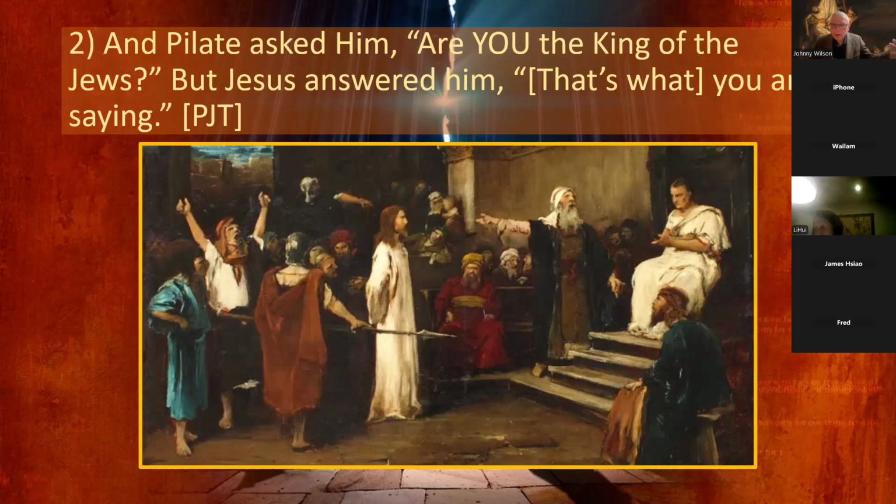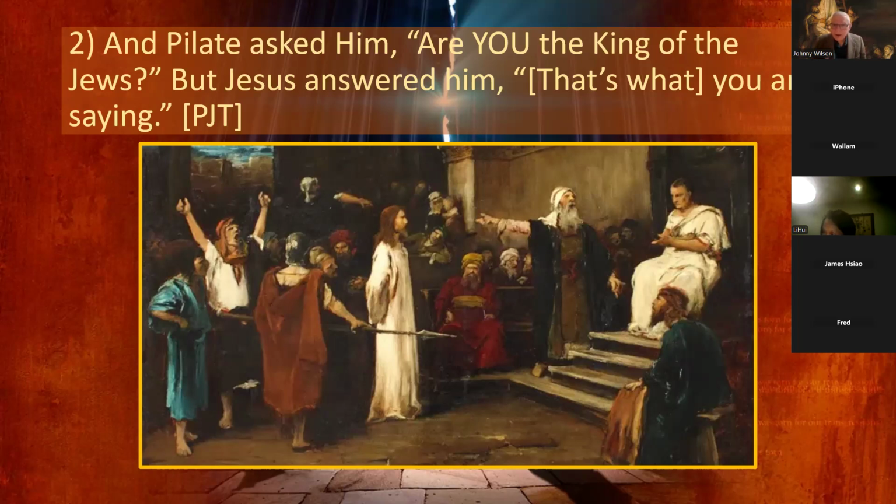So Pilate begins the interrogation, which had said he claims to be king of the Jews. Here's a man who wants to be a rival for Caesar. Here's somebody who wants to overthrow the government. And so Pilate asked him, and I like the emphasis in the Greek, are you the king of the Jews? But Jesus answered him, that's what you're saying. You're saying so.